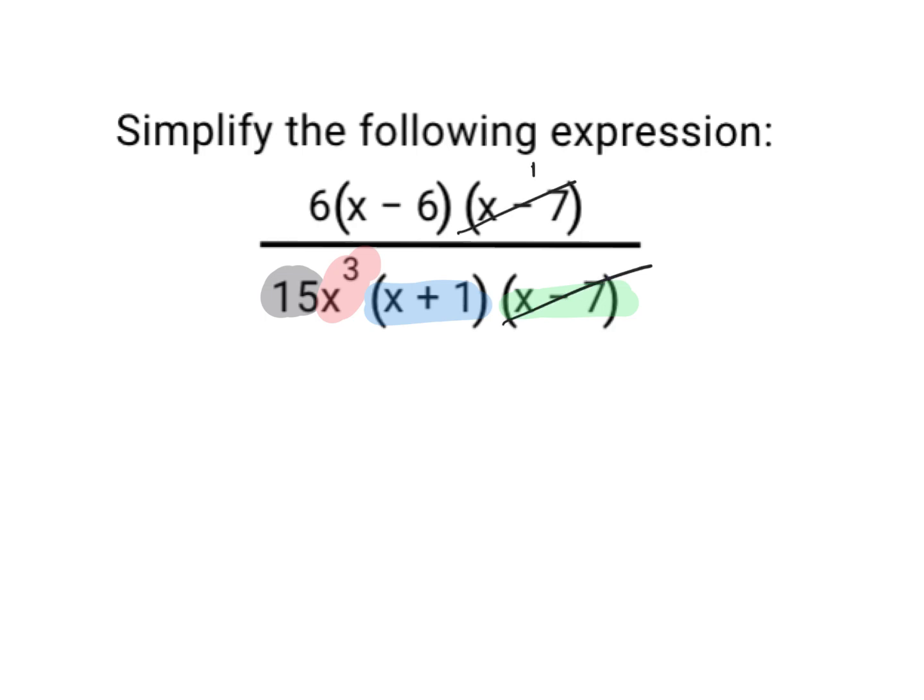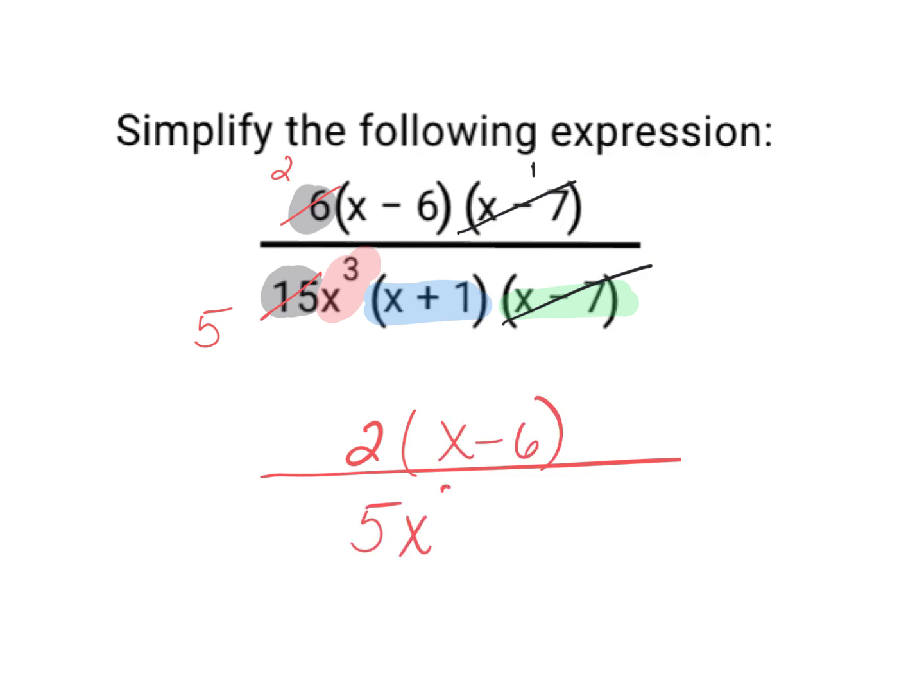I also look at my constants out front. 6 divided by 15. Well, 3 goes into both, 2 times here and 5 times here. And I have no other matching factors. So this would become 2 times the quantity of x minus 6 over 5x to the third times x plus 1. There is nothing else that can be reduced.